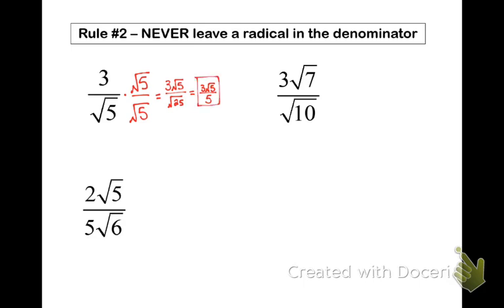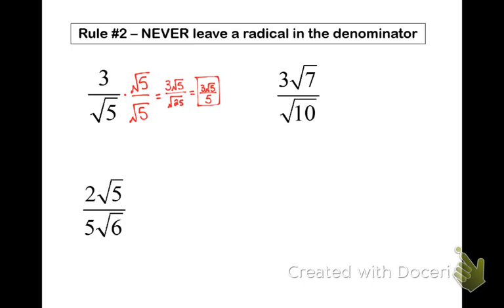Do not, whatever you do, do not try to cancel the square root of 5 and 5. They are completely different numbers. The square root of 5 is about 2 point some random decimal, and then 5 is 5.